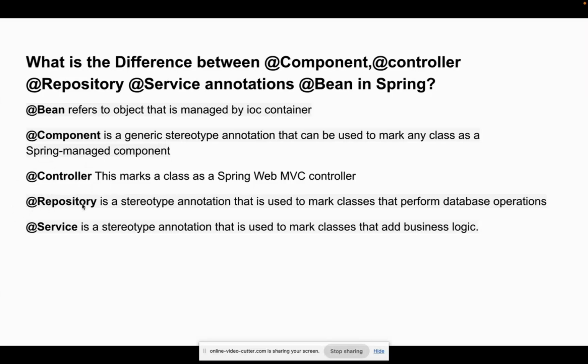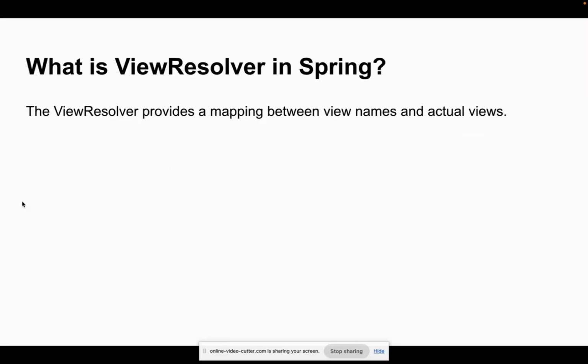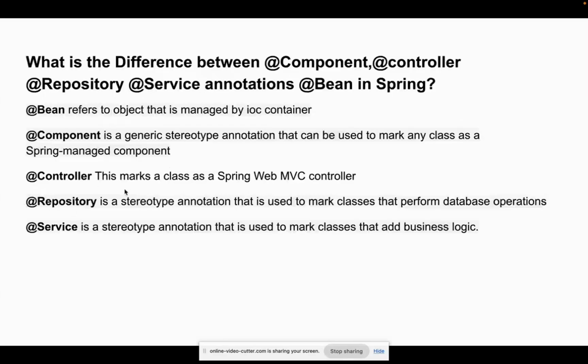The Repository annotation is a stereotype annotation used to mark classes that perform database operations, used to interact with the database. Under this repository, we have many built-in methods we can use. The Service annotation is also a stereotype annotation, used to mark classes that hold business logic. We also call it the service layer. The service layer is kind of like the bridge between the controller layer and the repository layer.